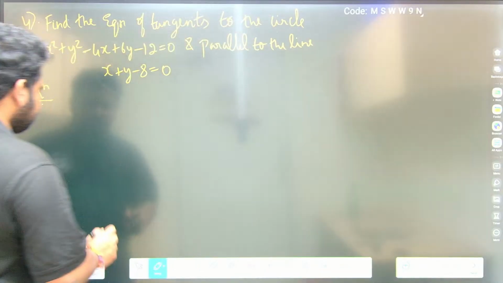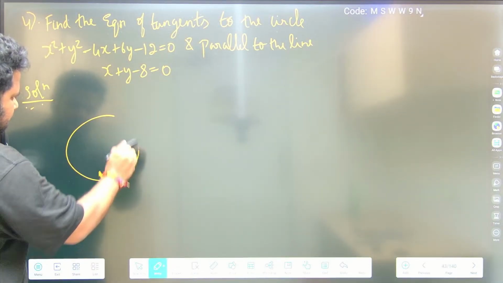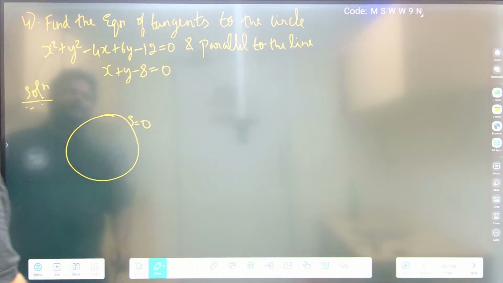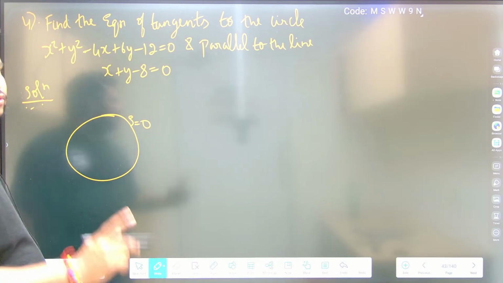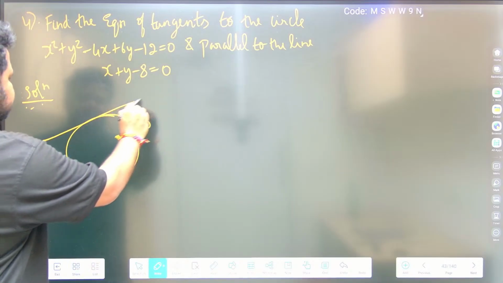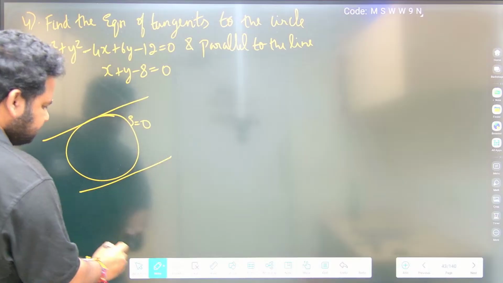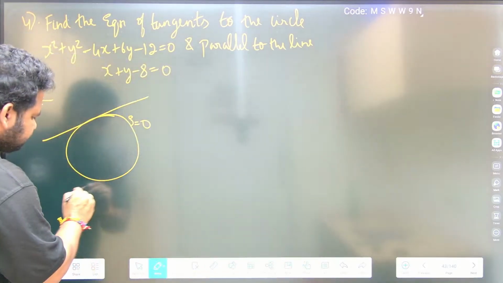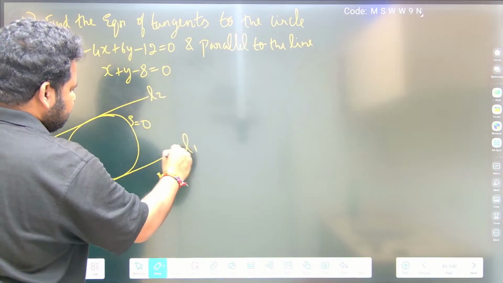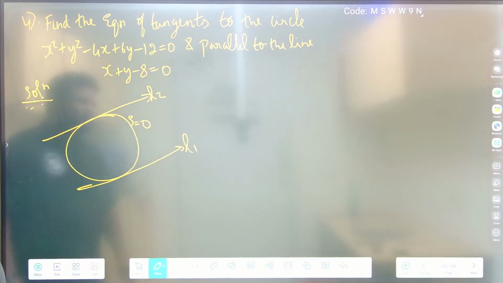So see here what we are having. There is a circle. Let S is equal to 0 be the circle. They are telling equation of tangents to the circle. They are telling two equations, that means there will be two tangents. Okay, let there be two tangents. Let these be L1, L2. These two are lines.